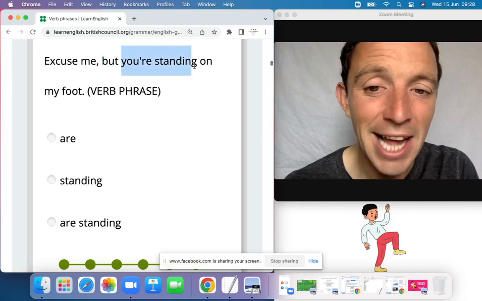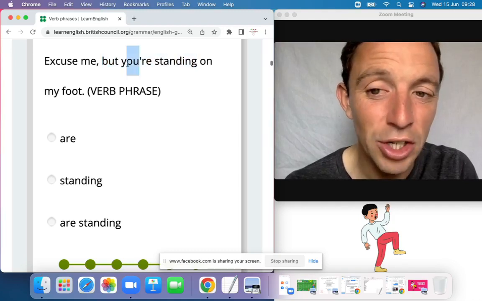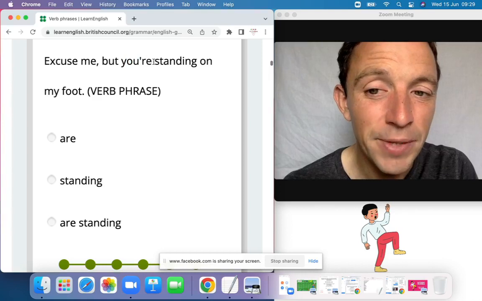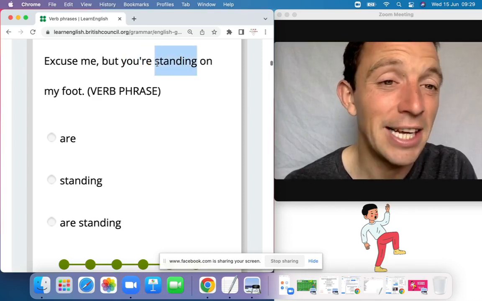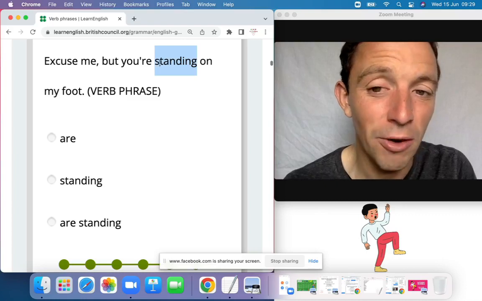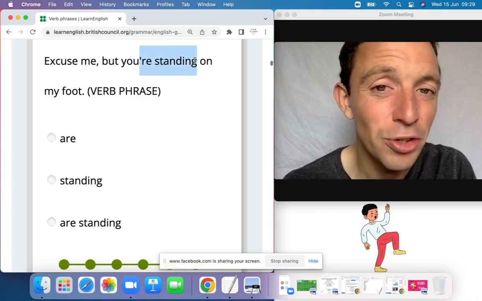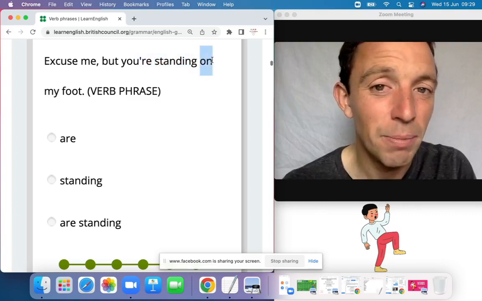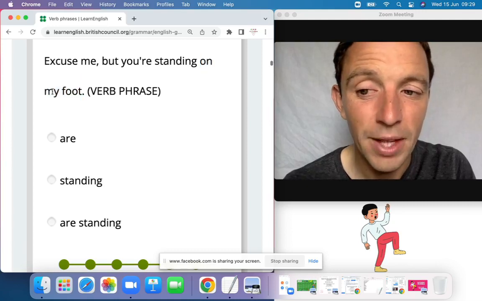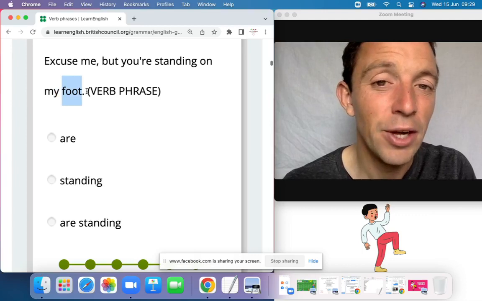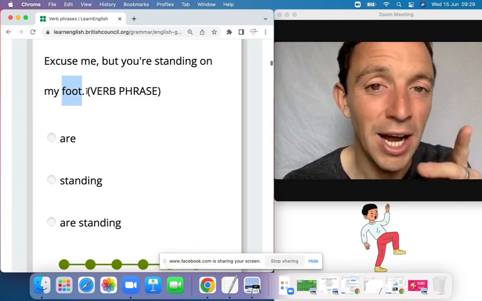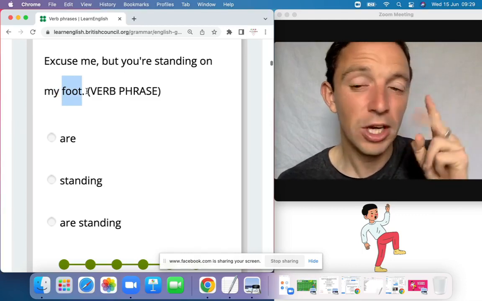You are standing, this is the subject, you. The auxiliary, the extra verb to be, you are. Stand is the main verb in the ing or the gerund form. So this is the present continuous. On is the preposition, my foot. My is the possessive adjective. Foot is the noun. Remember, foot is irregular in the plural, 1 foot, 2 feet.